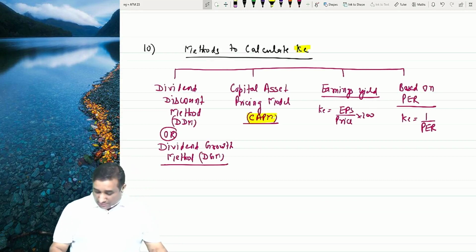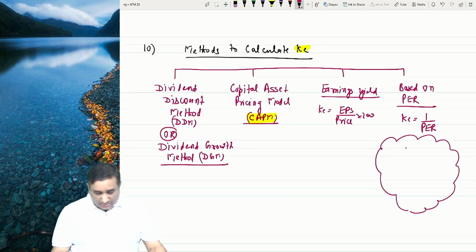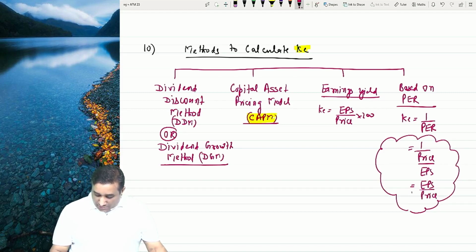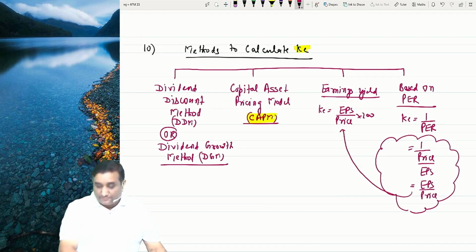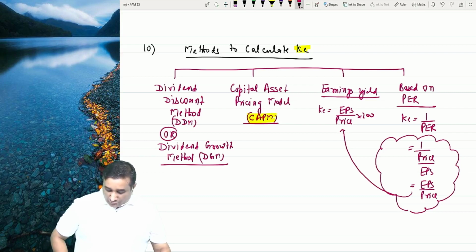Now how does that formula come out? If we try that formula, P ratio is price by EPS. This will automatically become EPS by price. Now under what circumstances to use this method, I will let you know. P ratio is one of the very important ratios you have. If you look at the P ratio formula, if you go back and check, it's price by EPS.